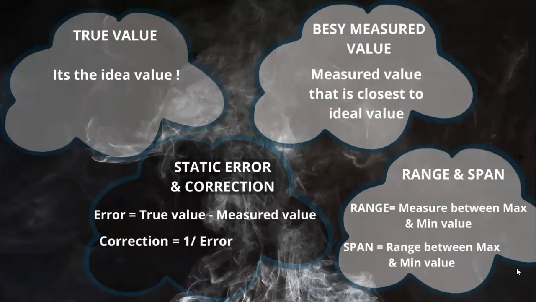The next one is static error. Static error is simply the difference between true value and measured value. It's a general difference, and we give it the name error. Since we are dealing with static characteristics, we call it static error. Static error is the true value minus the measured value. While doing the calculation, if the measured value is larger than the true value, then you have to subtract the other way, measured value minus true value.